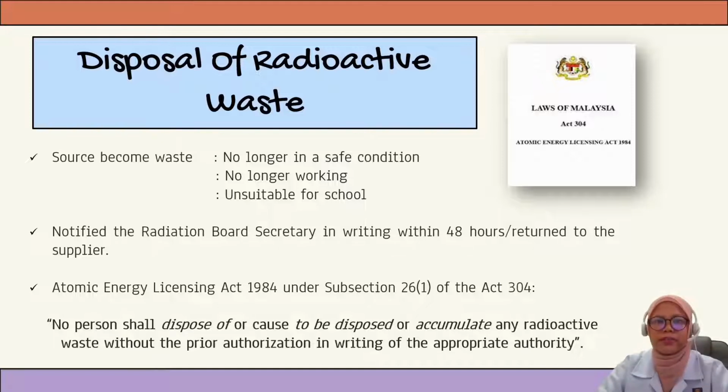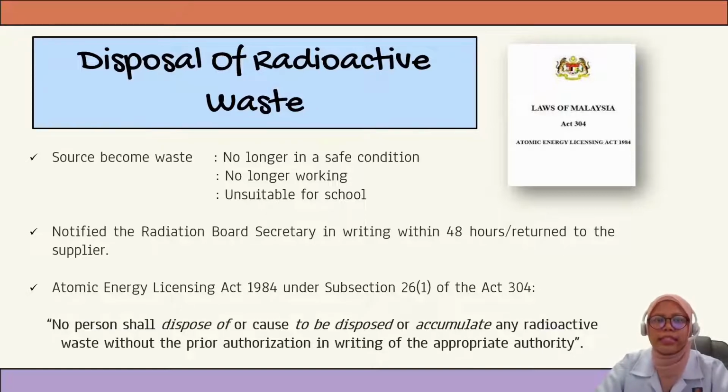This is because based on the Atomic Energy License Act 1984, no person shall dispose of or cause to be disposed of or accumulate any radioactive waste without the prior authorization in writing of the appropriate authority. So this is why they need to notify the Radiation Board Secretary in order to dispose of the waste.